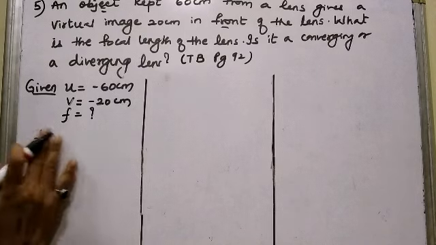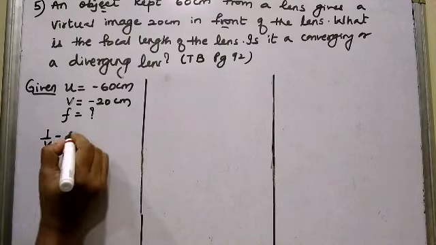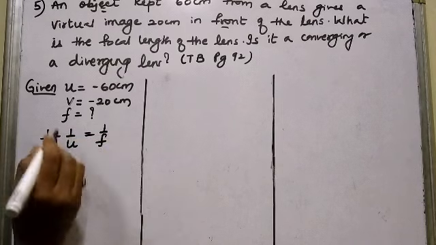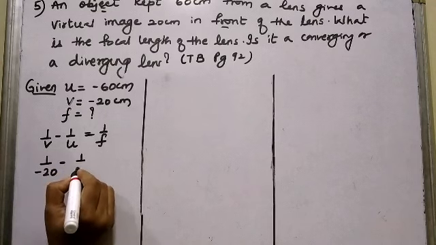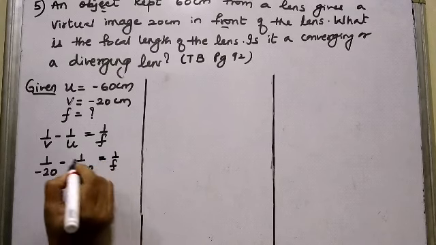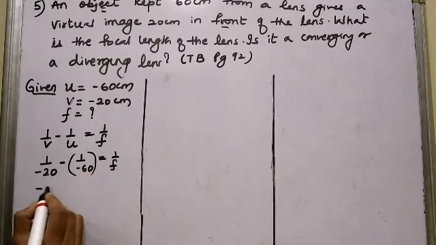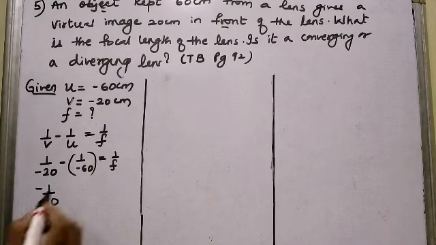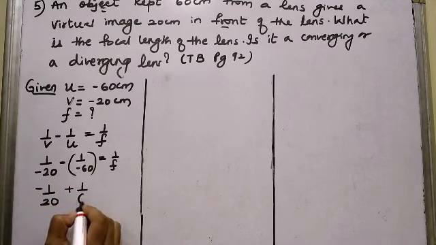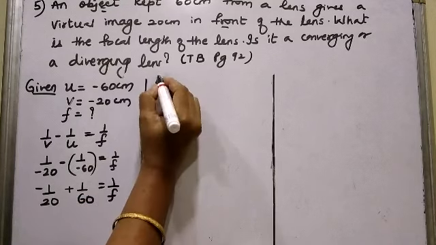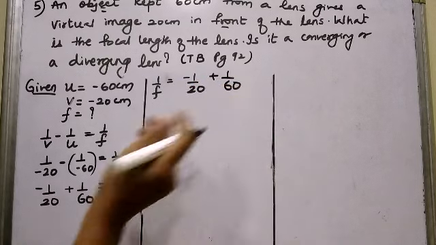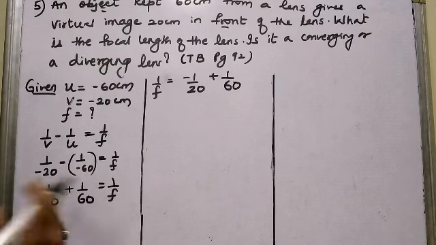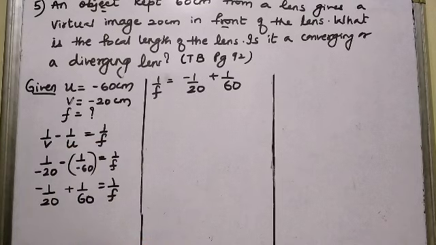1 by f is equal to 1 by v minus 1 by u. So 1 upon v is 1 upon minus 20, minus 1 upon u is 1 upon minus 60, is equal to 1 upon f. Let me take the negative sign in the numerator. So minus 1 by 20, now minus into minus will become plus 1 upon 60, is equal to 1 upon f. That means 1 upon f is equal to minus 1 upon 20 plus 1 upon 60. No signs will change; both sides are interchanged. I brought 1 by f on the left hand side and minus 1 by 20 plus 1 by 60 I took on the right hand side, so no sign change will take place.